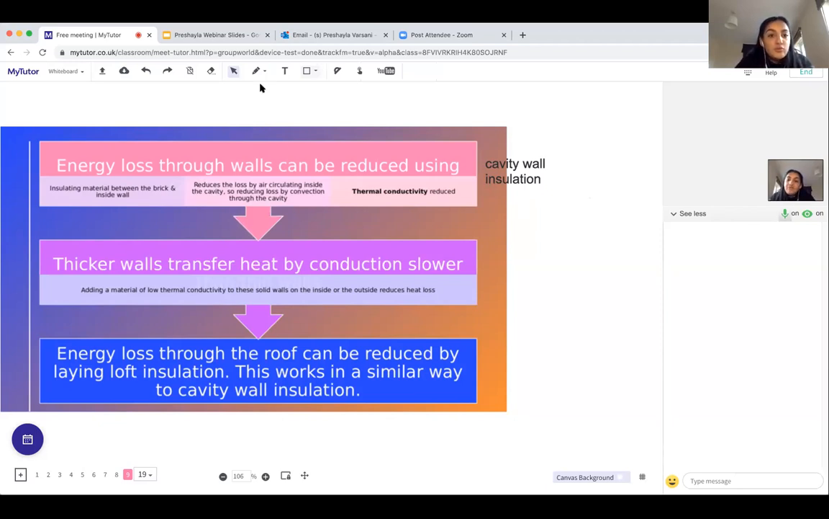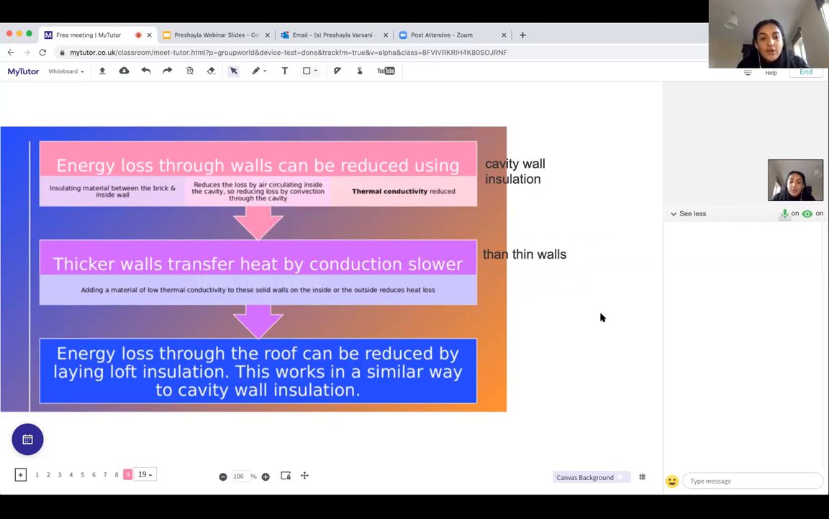Now, thicker walls transfer heat by conduction slower than thin walls. It makes sense because a thicker wall would not allow heat to pass through as easily as a thinner wall. And that's good for us because remember, we're trying to lose as little heat as possible. So adding a material of low thermal conductivity to these walls on the inside or the outside reduces heat loss. So if we make those walls thicker, that reduces the thermal conductivity, which is a good thing because we lose less heat.